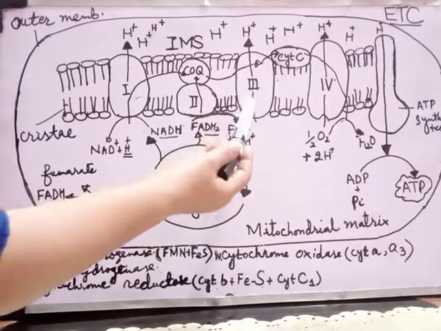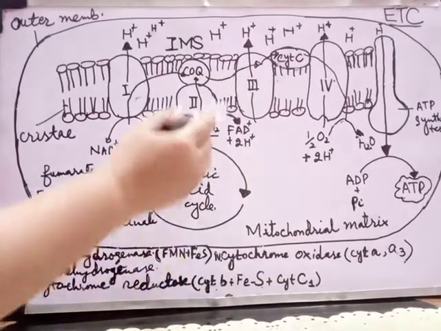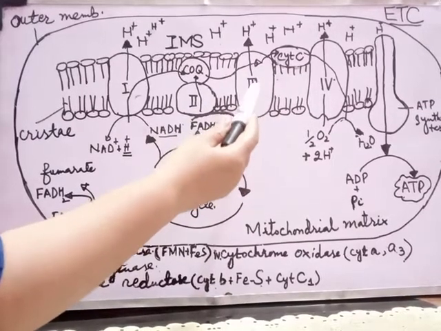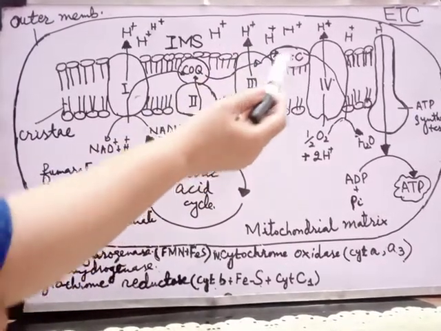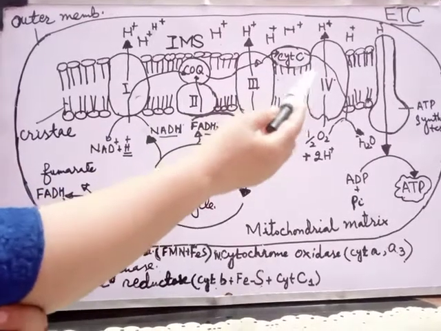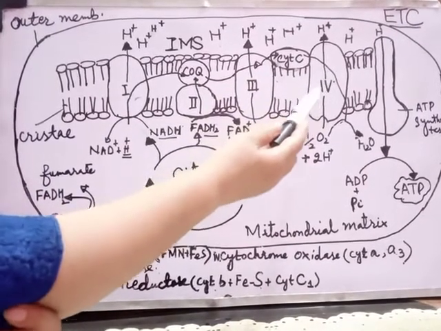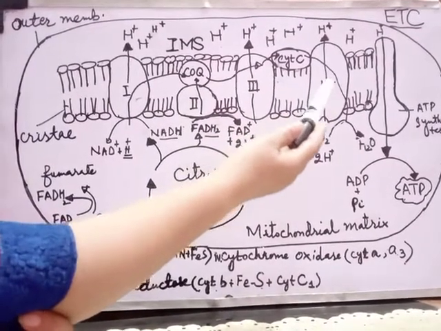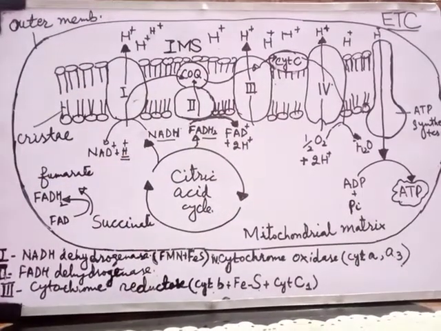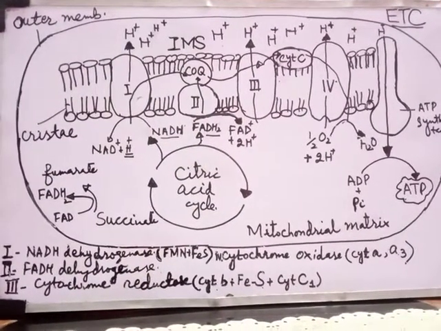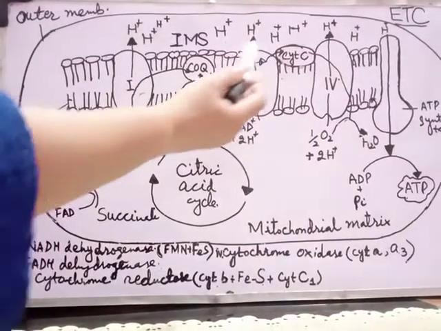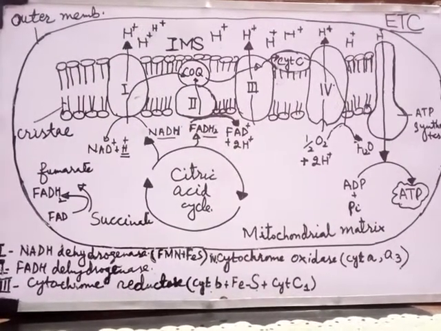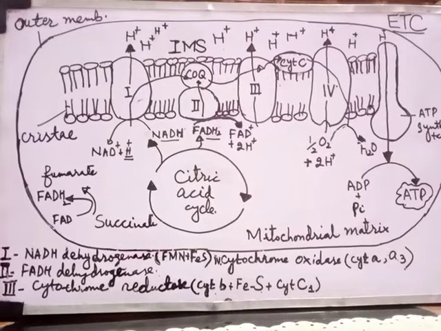Then complex 3 is called the cytochrome reductase complex, which consists of cytochrome B, an iron sulfur component, and cytochrome C1. After this, complex 4, students, is the cytochrome oxidase complex, which consists of cytochrome A and A3. Other than these four complexes, there are two mobile carriers of electrons present in the electron transport chain. One is called coenzyme Q, also called ubiquinone, and the other one is cytochrome C.